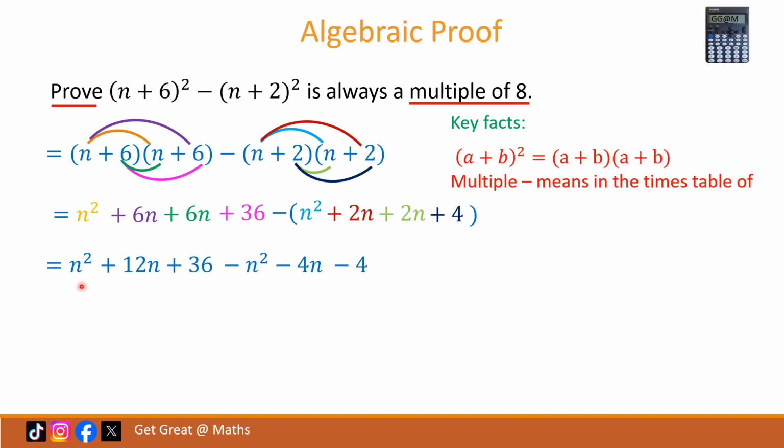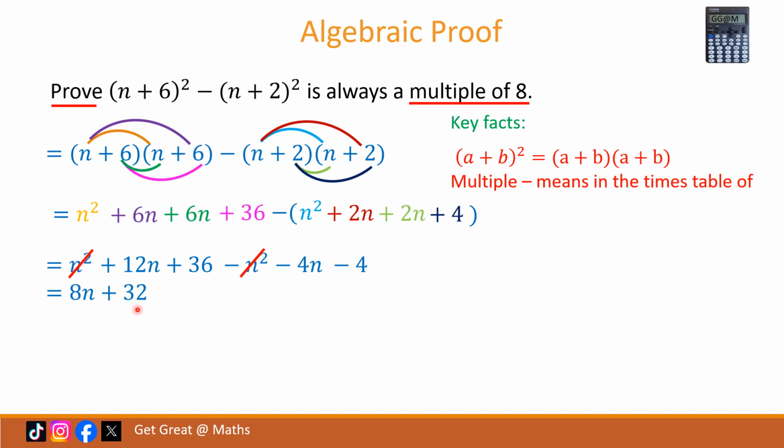From here, I'm now going to simplify. So I can look at my n squared. You can see I've got an n squared here, and then I've also got a take away n squared here. So these n squareds can cancel. So n squared take away n squared gives me nothing. I'm now going to look at my n's. So I've got a 12n, take away a 4n, which is going to give me an 8n. And then I've got a 36 take away a 4, which gives me a plus 32.